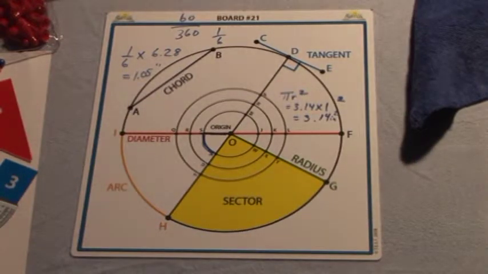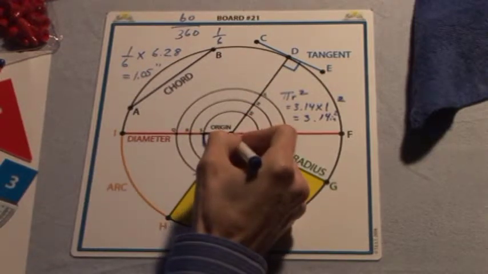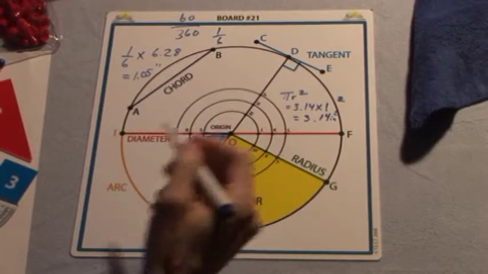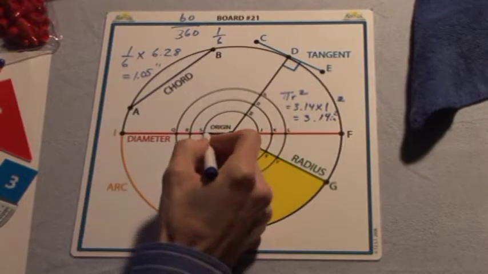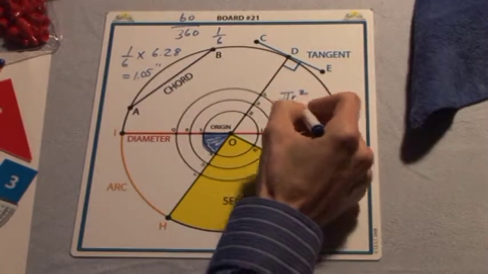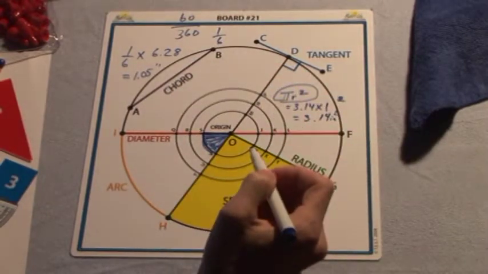Finally, we're going to calculate the area of a sector. And what we're going to do is we're going to calculate the area of this sector in here. And basically, again, we go back to what percentage or what portion of the circle it is. And we know that the area of the entire circle is pi r squared.